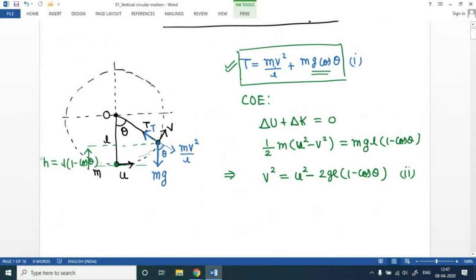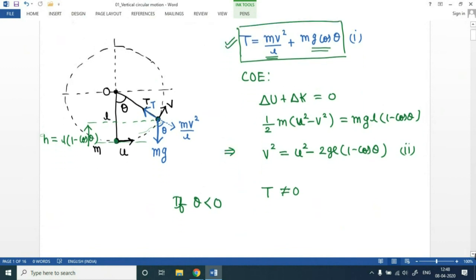And since we have a v square term, this quantity is also going to be greater than or equal to 0. So this quantity is greater than or equal to 0 and this quantity is greater than or equal to 0. So as long as theta is less than 90 degrees, the tension cannot be 0. Tension is always going to be positive. So the conclusion is the string will never slacken as long as this particle is in the lower quadrant. Tension will never be 0 as long as this particle is moving in the lower quadrant.